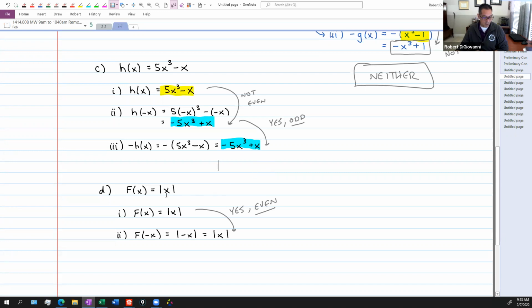And then on the other one, when you plug a negative into the absolute value, it always kills off the negative anyway. So you just get the absolute value of x. So it's an even function.